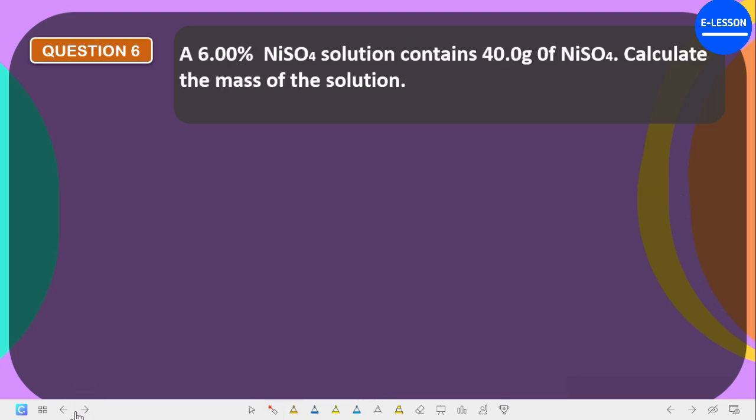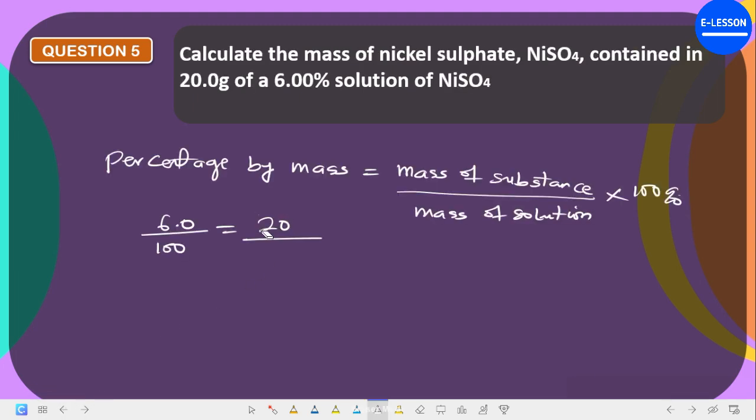Now, I believe there's another question here. A 6.0% solution contains 40 grams of nickel, so calculate the mass of the solution. Okay, this one they say calculate the mass of nickel sulfate. So it means that the mass of substance is what you are looking for, x, contained in 20 grams of a 6.0% solution of nickel sulfate. So the mass of solution in this case is what? 20 grams. Are we getting it now? So times, of course, 100% means 100 over 100. Now at the end of the day, when this cancels this, it gives you 1. So you are left with 6 all over 100 is equal to x all over 20.